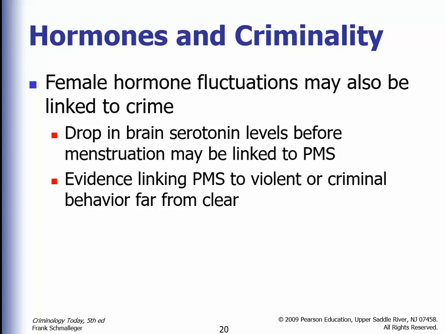Also, female hormone fluctuations, suggestion linked to crime. There's a drop in serotonin before menstruation that might be linked to PMS. And there's evidence linking PMS to violent or criminal behavior, but it's far, far from clear. So, there's no suggestion that every woman who goes through that time during the month is going to be violent, committing violent crimes.